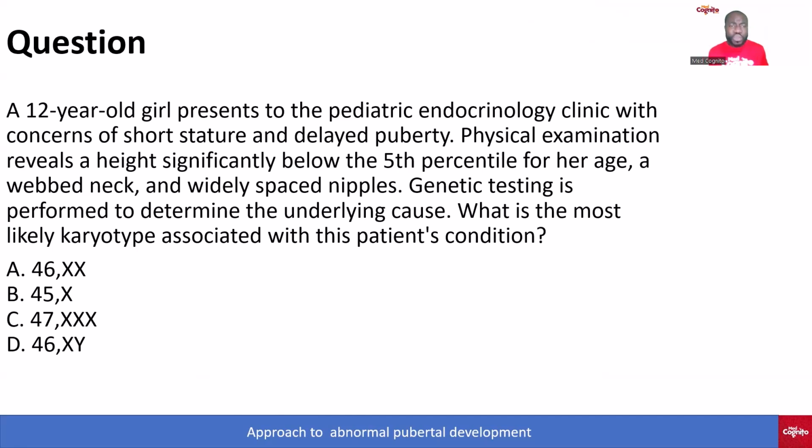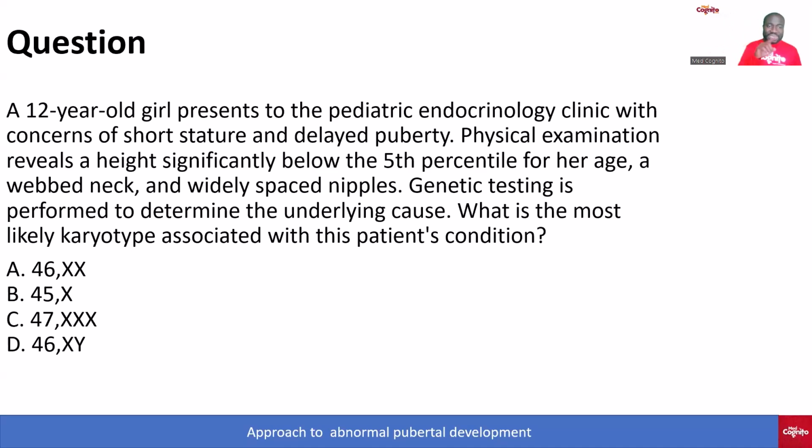So you have a 12-year-old who presents to the pediatric endocrinology clinic with concerns of short stature and delayed puberty. Physical examination reveals a height significantly below the 5th percentile for her age. Okay? A webbed neck, widely spaced nipples. Genetic testing is performed to determine the underlying cause. What is the most likely karyotype associated with this patient's condition?